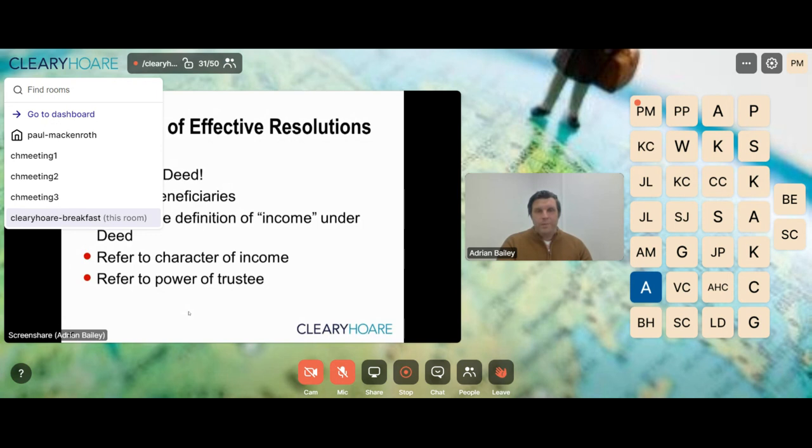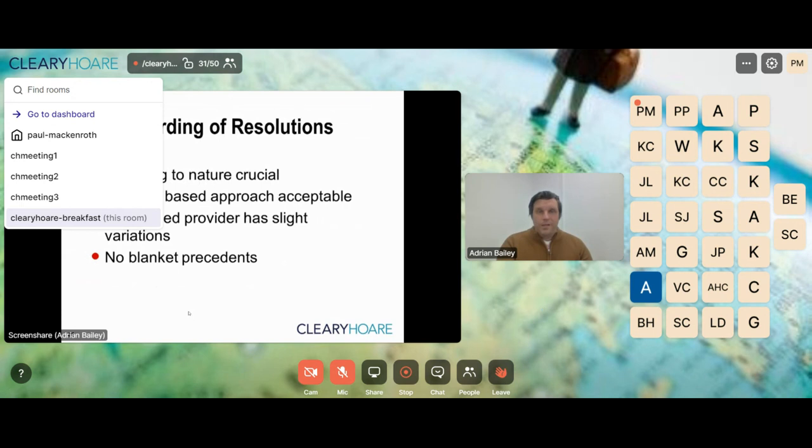We should be able to identify our beneficiaries and why they are beneficiaries, identify the definition of income under the deed, refer to our character of income, refer to our power of the trustee to distribute income, refer them to separately categorise and record income where we're looking at streaming.